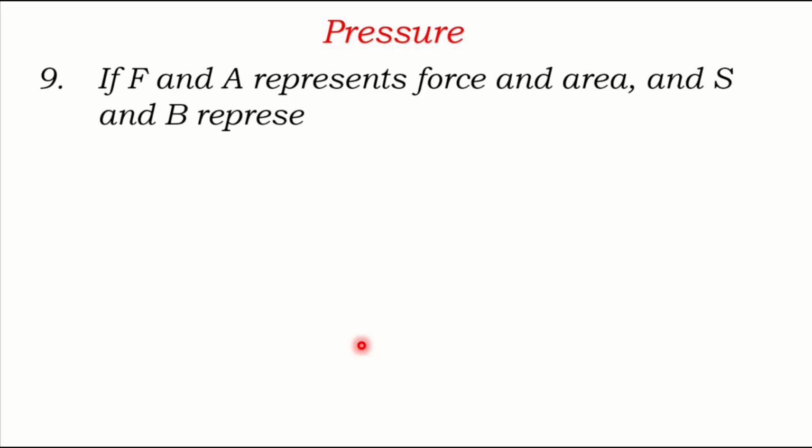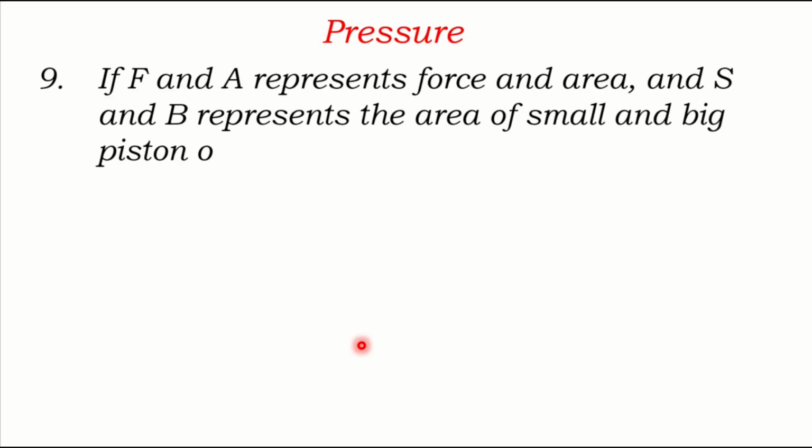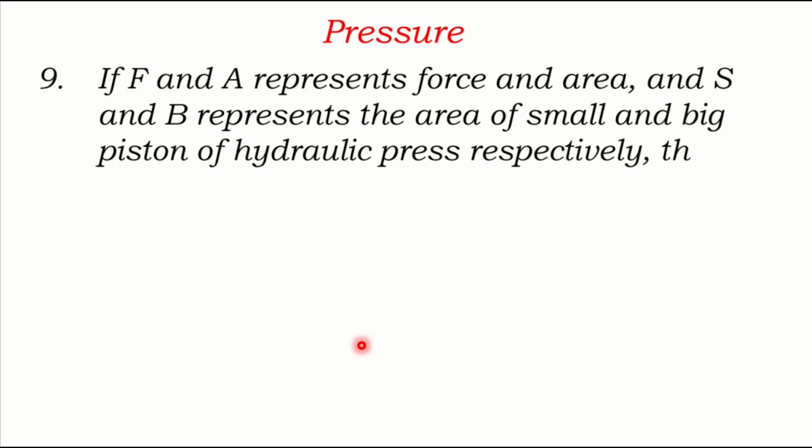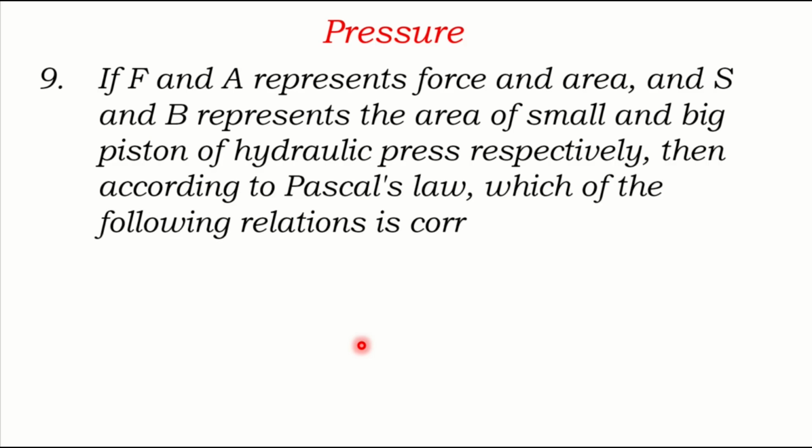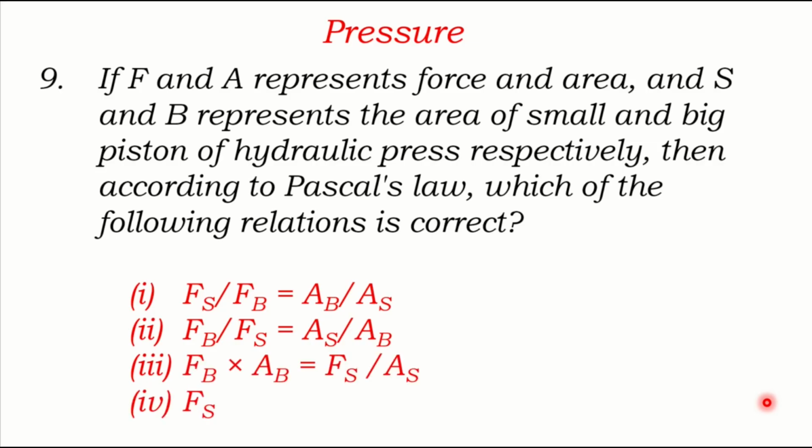If F and A represent force and area, and S and B represent the area of a small and big piston of hydraulic press respectively, then according to Pascal's law, which of the following relations is correct? Okay, these are the relations given: 1, 2, 3, 4. Here we have confusing type of relations: Fs by Fb, Ab by As, Fb upon Fs equal to As by Ab, etc. Instead of being a very easy representation F1 by A1 equal to F2 by A2, they have made all these a little confusing.